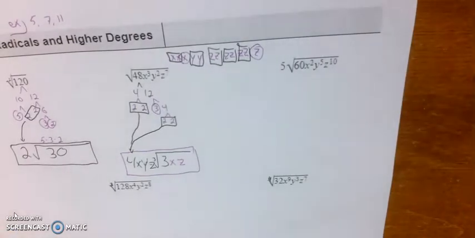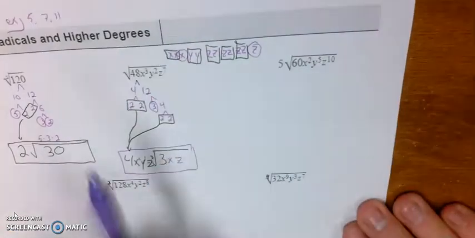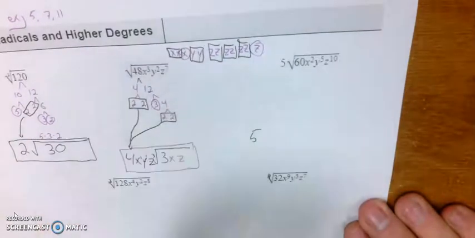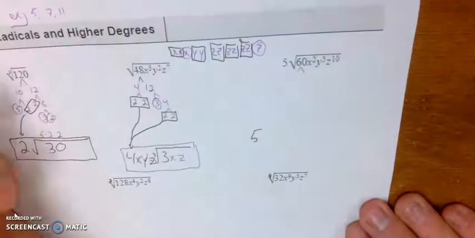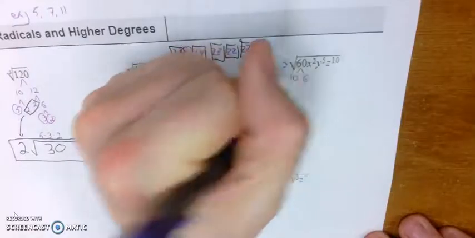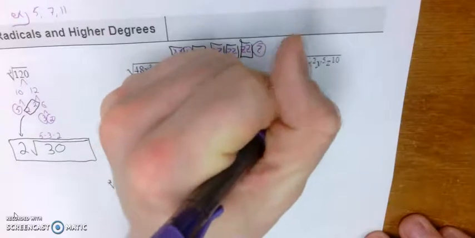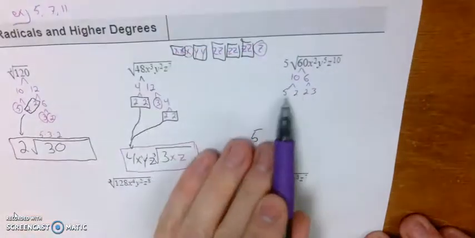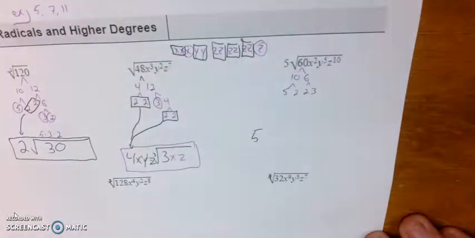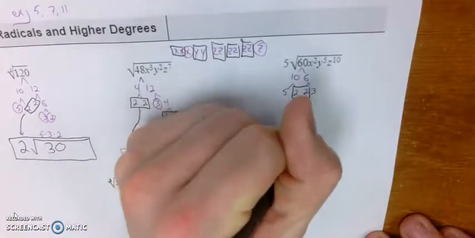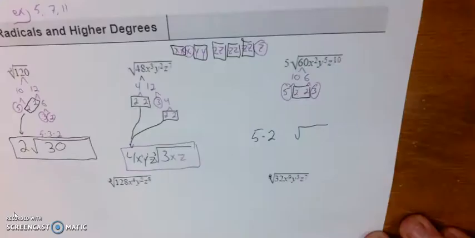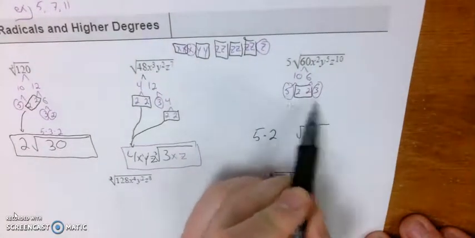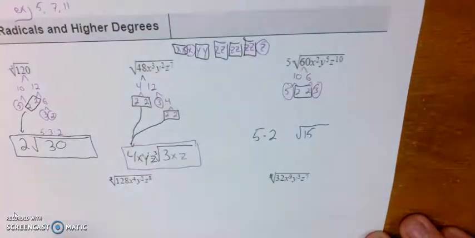Next one looks awfully similar. The only difference is we already have a 5 hanging out front, so that will show up at the very end, and we'll tackle that when we get there. We'll first break down the 60. We've got 10 and 6, neither are prime, so we'll keep going. 10 goes to 5 and 2, 6 goes to 2 and 3. All right, I got a pair of 2's, so that can come out. Then I've got a 5 and a 3 left over, so that could stay in. 5 times 3, that would be 15.